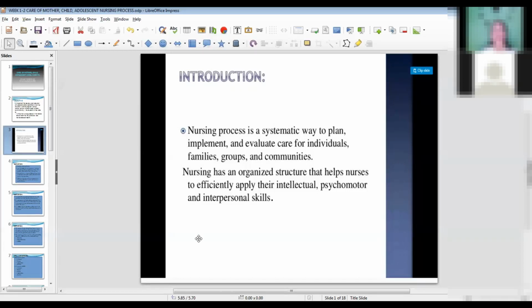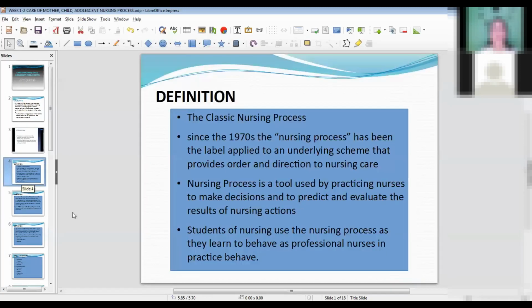So this is now utilizing the nursing process, and our theories evolve around 4 concepts: the concept of health, person, environment, and nursing. Ganun din, same with nursing process. Ito rin ay nakafocus doon sa 4 concepts based on the theories that we have for nursing. Another definition of nursing process.